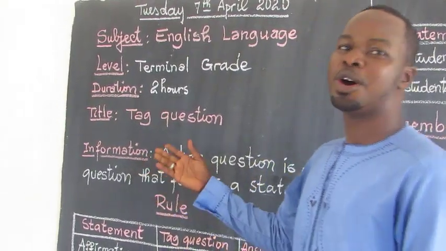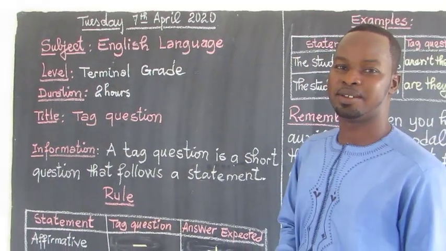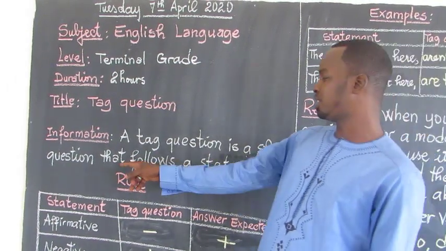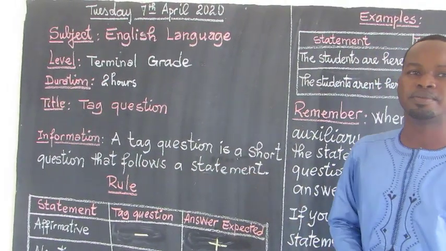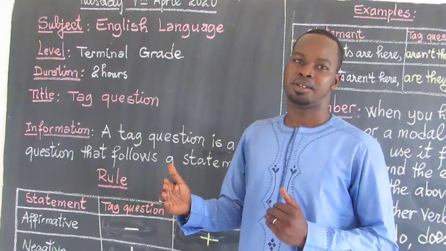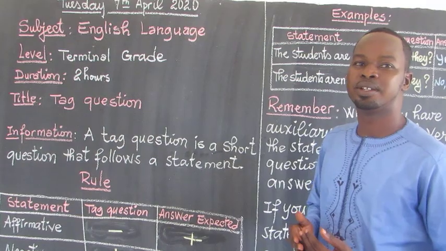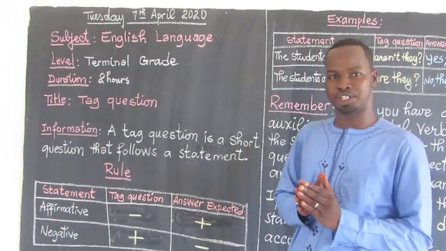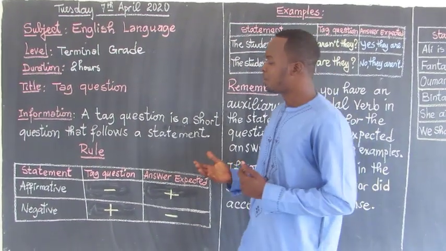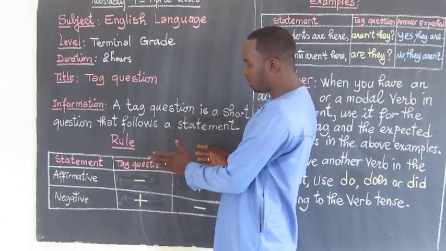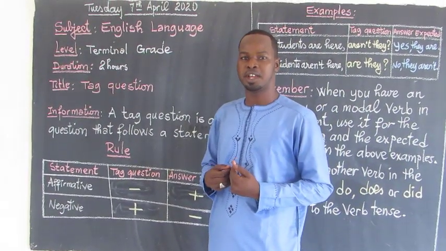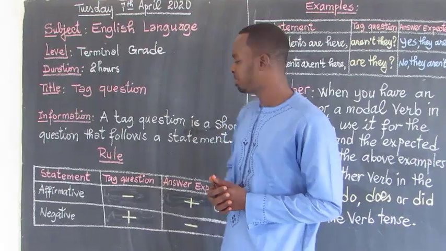We need to know what a question tag is. A tag question is a short question that follows a statement. A statement is a short sentence. After the short sentence, we ask a short question that we call a tag question. So, we have a small rule here to know how we ask short questions after some statements.